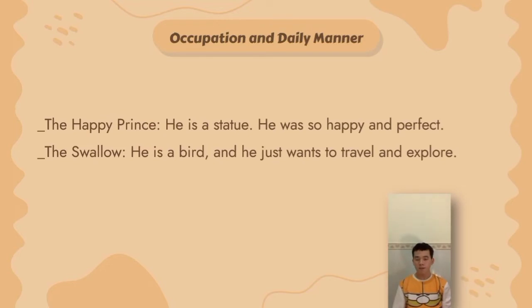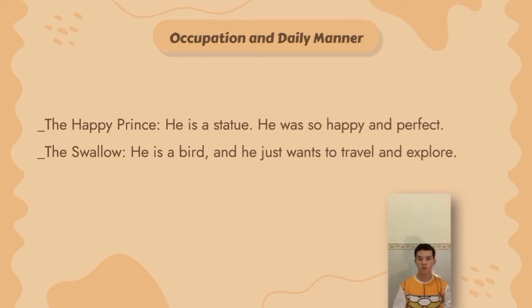And now for this point, it's about the occupation and daily manner. In this point, I only bring out 2 characters of the story to talk about. The first one is the Happy Prince, and the second one is the swallow. The Happy Prince is a statue after he died, but when he was alive, he was so perfect and happy. After that, when he turned into a statue, he saw the ugliness of the city and the sorrow of the townspeople, everything, and now he is not happy anymore after he died.